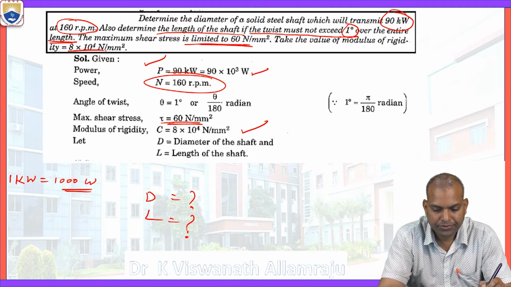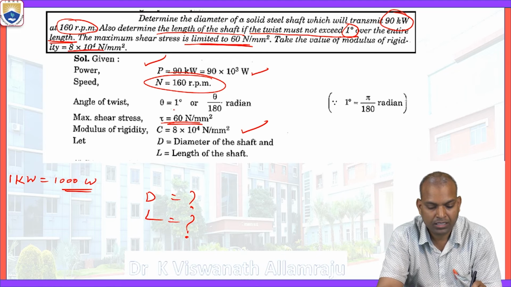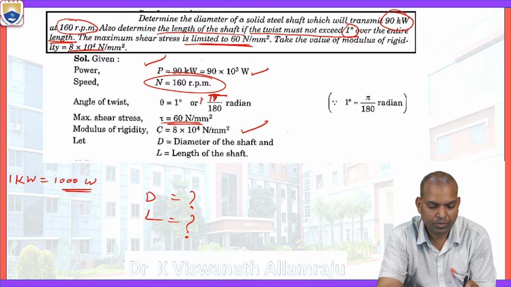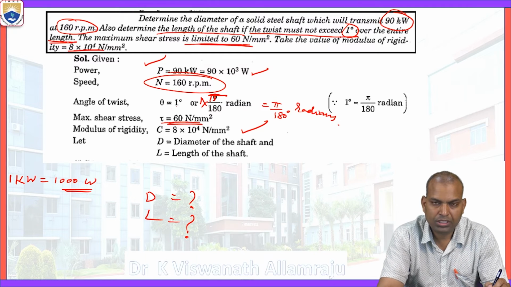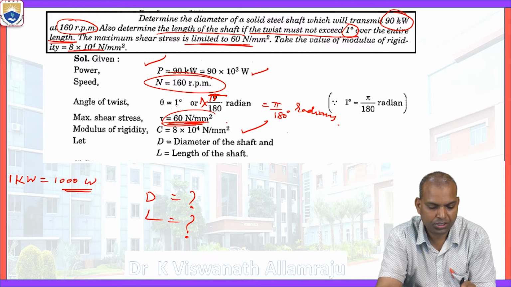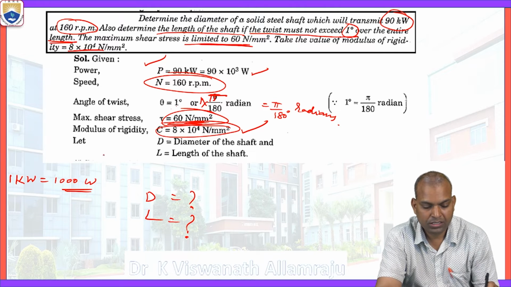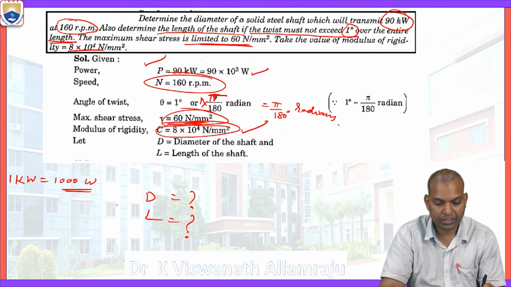Determine the length of the shaft when the angle of twist does not exceed theta equal to 1 degree. 1 degree becomes 1 into pi by 180, that is pi by 180 radians. Then the shear stress tau equals 60 Newton per square millimeter. The next is the value of modulus of rigidity C, which is 8 into 10 power 4 Newton per square millimeter.